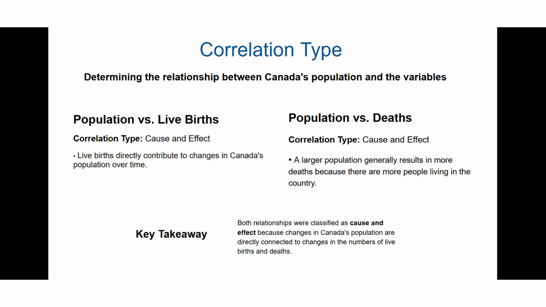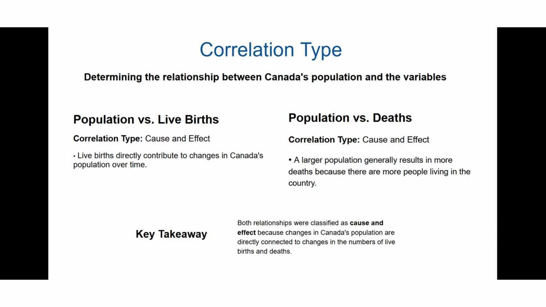And then population versus deaths. As population grows, there are more people living in the country, so the total number of deaths will generally increase over time. There are also other factors such as immigration, healthcare, and age distribution. These influence population, but live births and deaths, I think, have one of the most major impacts on population.